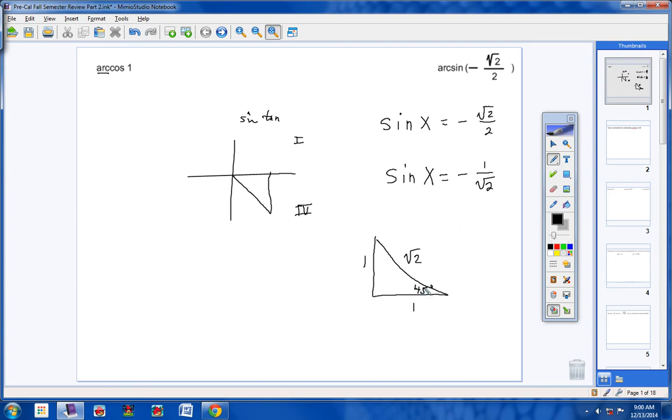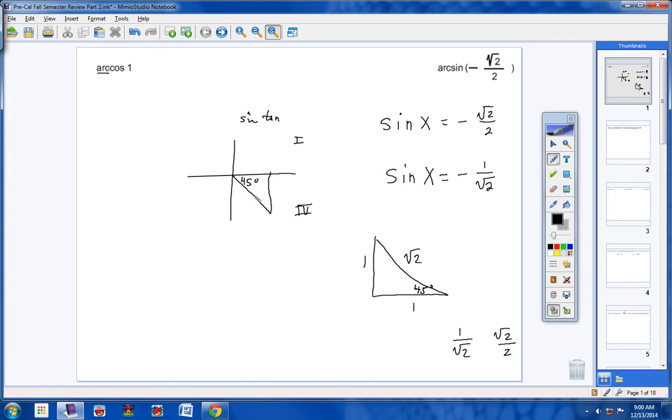The sine of 45 degrees is opposite over hypotenuse, which is 1 over square root of 2. When you rationalize that, you get square root of 2 over 2. So the sine of 45 degrees is square root of 2 over 2, which is what I want. So I come over here and I put 45 degrees in my triangle.